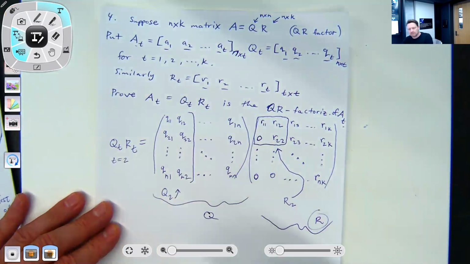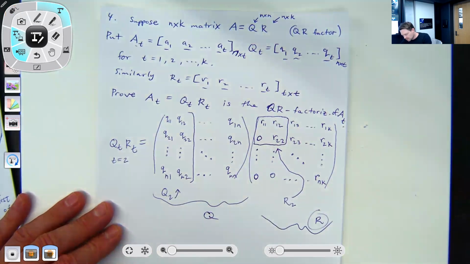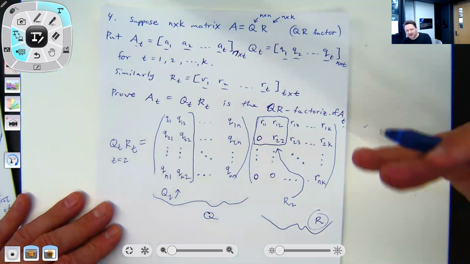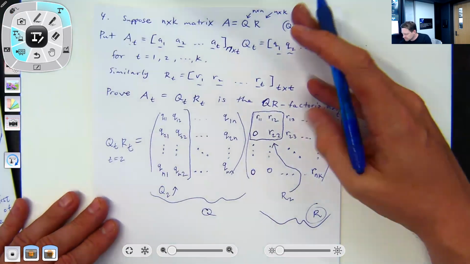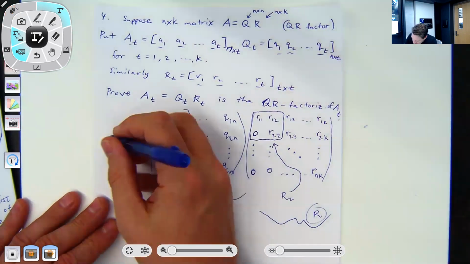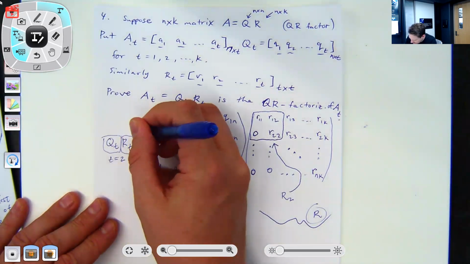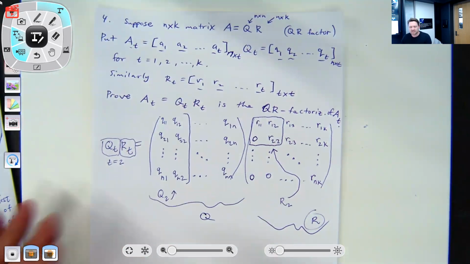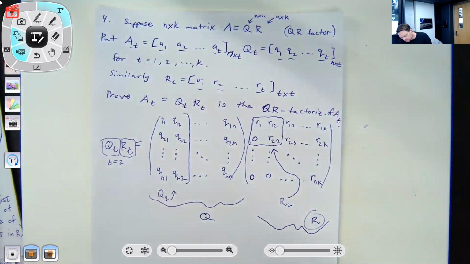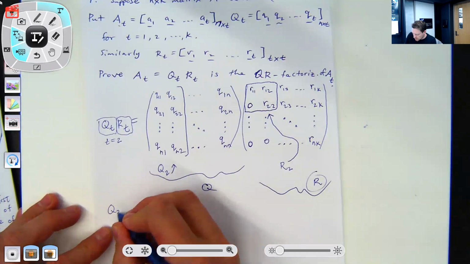And since I'm doing some loose talking because I've drawn a diagram, this is not exactly perfect mathematics here. So let's just put a box around this as well, just because we're doing some funny kind of writing. But I hope it's descriptive. Okay, so now let's calculate what Q2 R2 is.